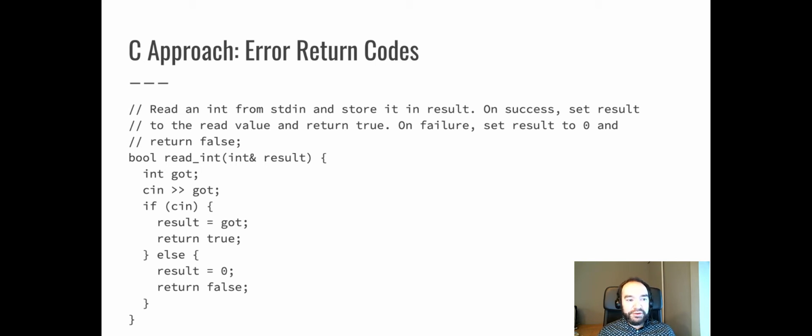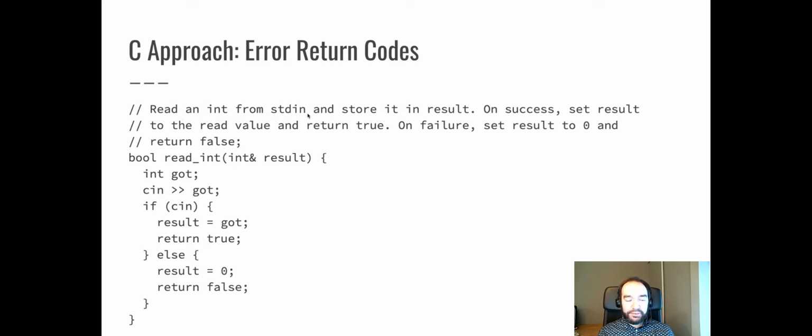Kind of an older approach from the C programming language is to have return codes. So the idea there is that we use the return value of a function to indicate whether a runtime error occurred or not. So for example, I could write a function using that style here. This is called readInt. The goal of readInt is to try to read an int from standard in.